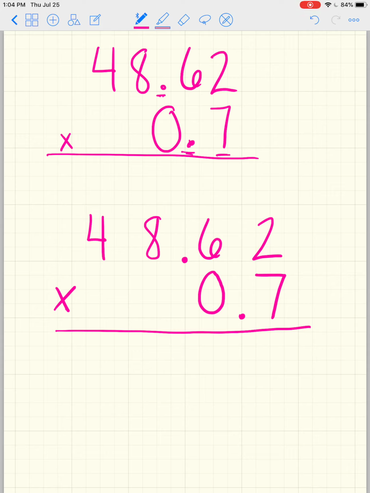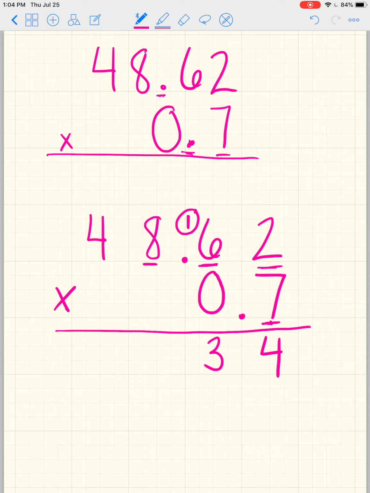So now we're going to go through and multiply everything by 7, this first number over here. So 7 times 2 equals 14. We put that 4 here, but the 1, since it can't go in that same box, has to hang out up here with the 6. It's got to go one box over. 7 times 6 is 42, but it's not just 42. We have to add that 1. So 42 plus 1 is 43.